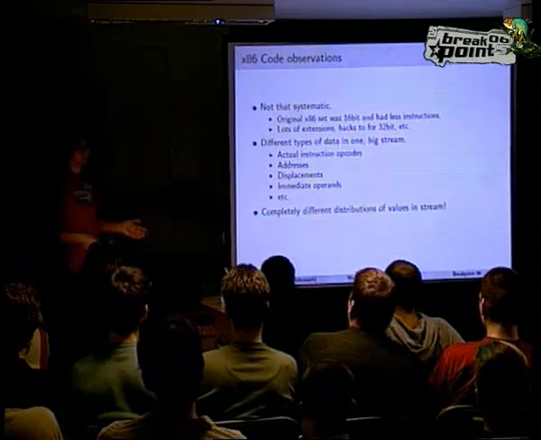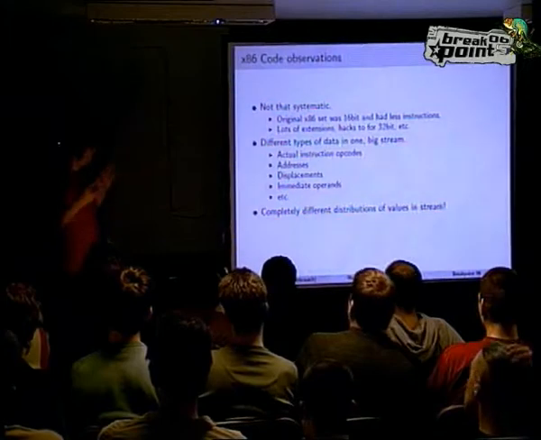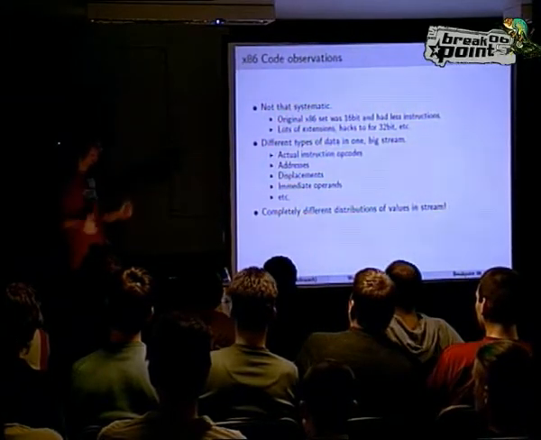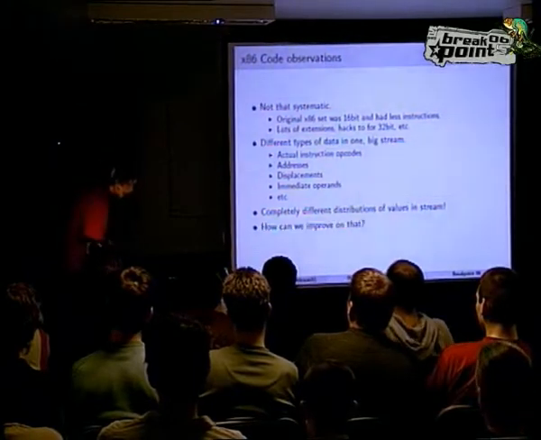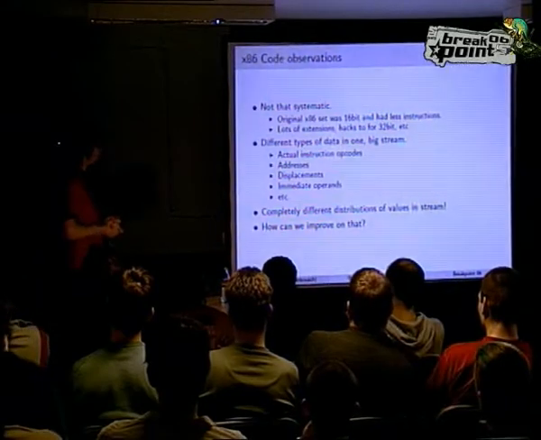Completely different characteristics and completely different distributions. So what you want is to separate those again, so you can exploit the individual structure in each of those data types. Yeah. So how can we improve this?